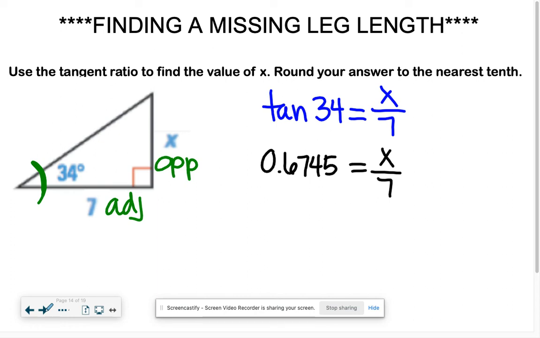And then how do we undo divide by 7? Multiply. So 4.72. Yeah. Okay. Equals X.